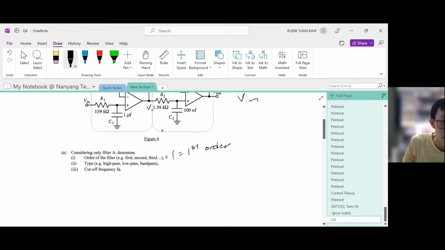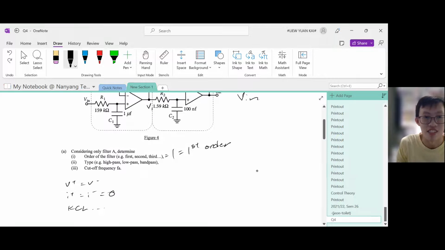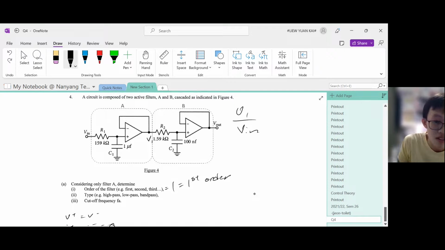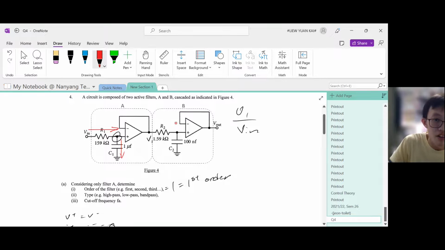So first things first, for op amps, always use the three principles, right? The three properties of the op amp. So V plus equals V minus, I plus equals I minus equals 0, and then KCL wherever possible. So it doesn't make sense to do KCL here, right? Because it just doesn't make sense. And so we shall do KCL here, right? So I'll assume the current goes this way and this way. You can assume it goes this way too, okay? Provided you write your KCL correctly. So current going in is equal to current going out. But for now, I'll write it like this.